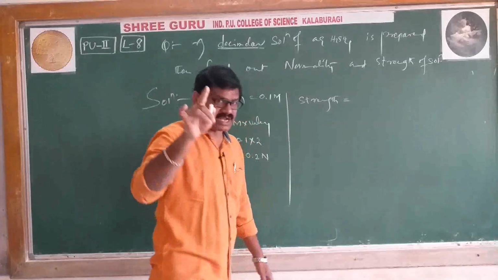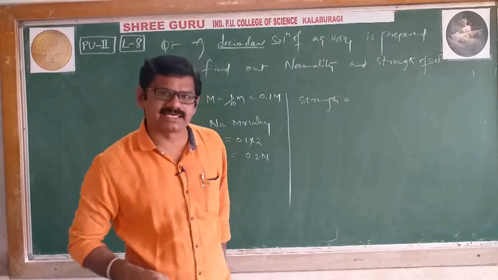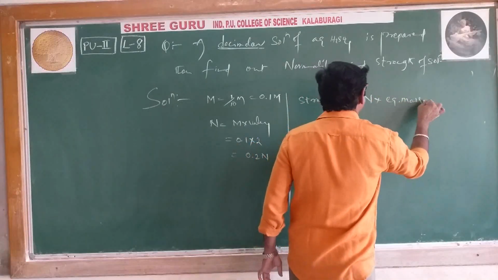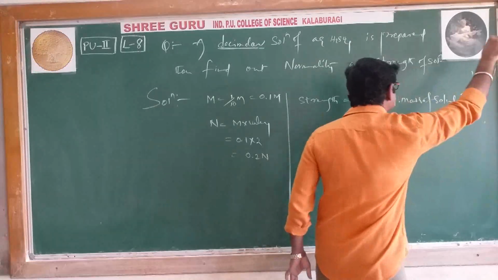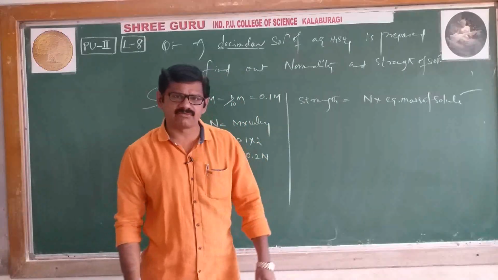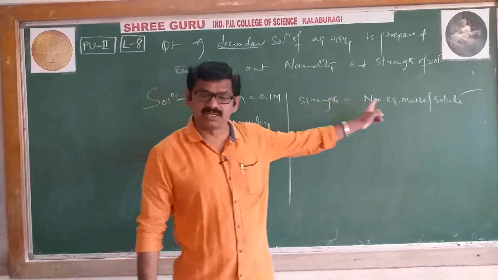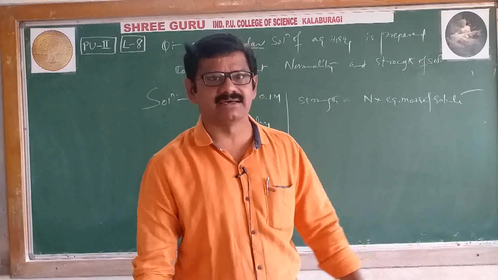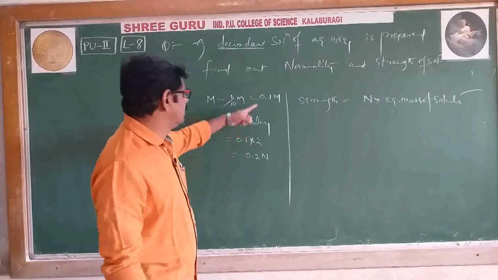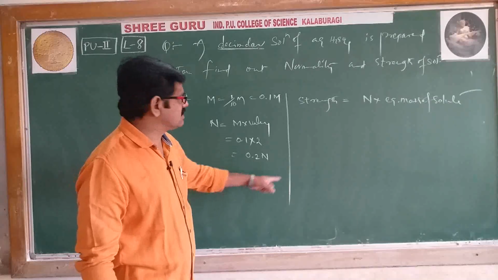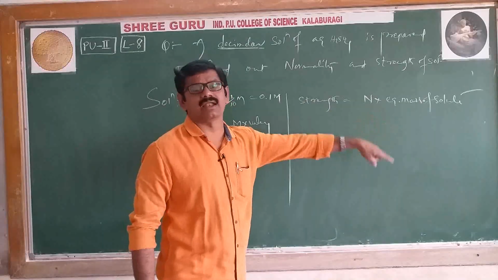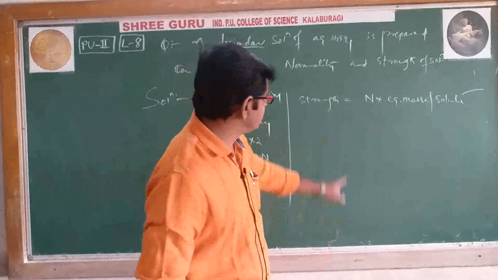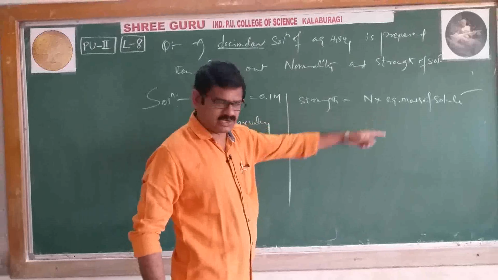If normality values are given, how to calculate strength? Strength means normality into equivalent mass of solute is the formula. If molarity is given, strength is equal to molarity into molar mass of solute. Any formula we can use, doesn't matter, because in the question we have molarity as well as normality. Let's say a molarity related formula we can use, or a normality related formula also we can use. Of course, I'll give you both. First, a normality related formula we'll use.